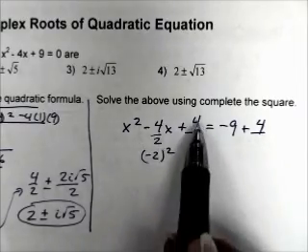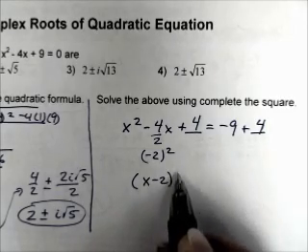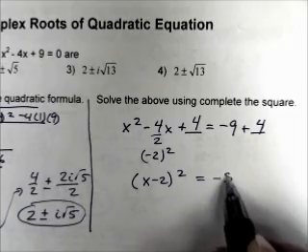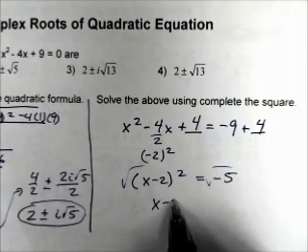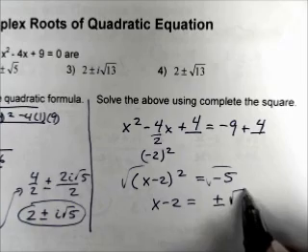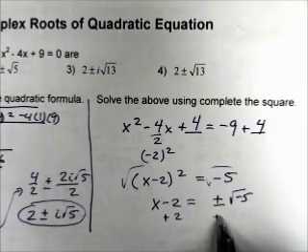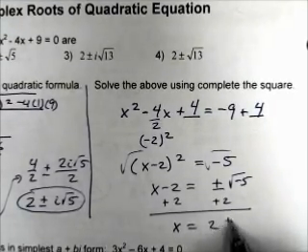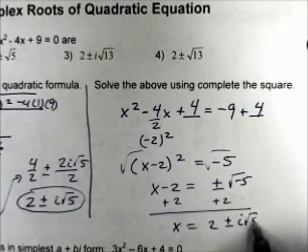We made this into a trinomial that factors into the binomial x minus 2 squared. That equals -5. Square root both sides. x minus 2 equals plus or minus the square root of -5. Add 2 to both sides. And we have x equals 2 plus or minus, simplify the square root of -5, that would be i square root of 5.